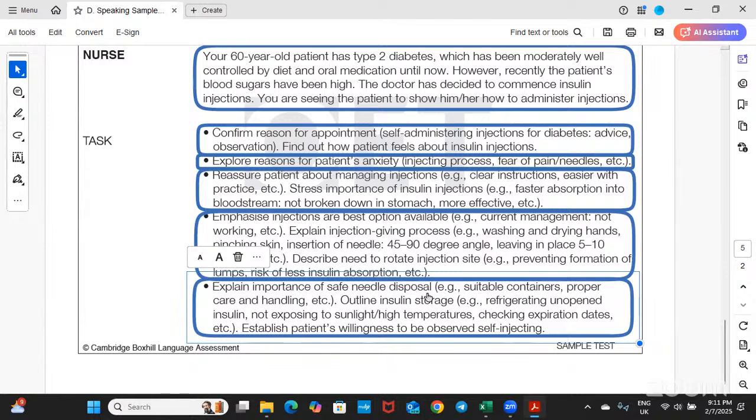And then you should not expose them to sunlight under any circumstances, because it will nullify or diminish or deteriorate the advantages or the impact of the medication.